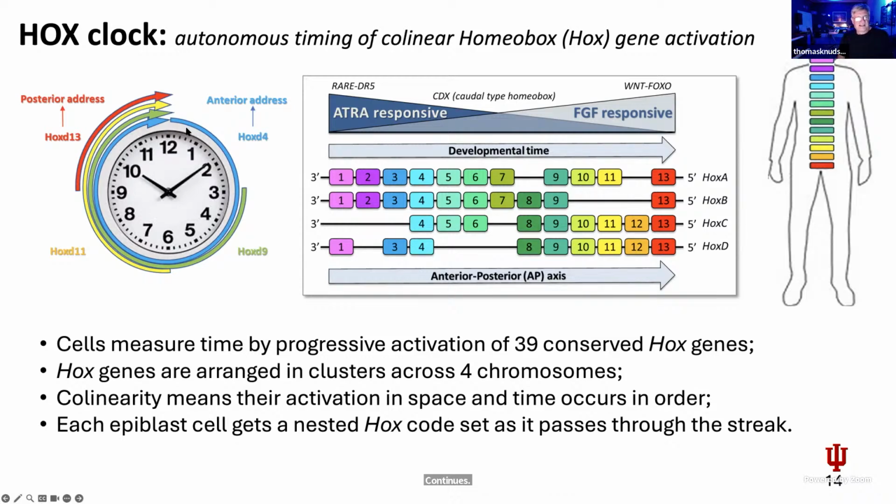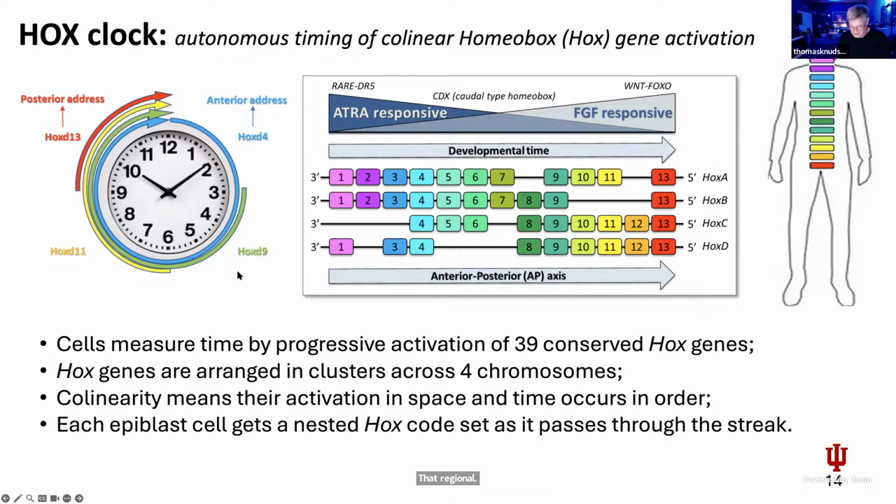Now, the cool thing about it is that the cells are measuring time by this progressive activation. But this pattern of homeobox expression, what's known as the homeobox code or the HOX code, is set as the cells pass through the primitive streak. So the clock is winding down through the epiblast, and as the cells migrate through the streak, they inherit whatever combination of homeobox genes happen to be active at that time in development. And then they carry that forward in their development and in their lineages. So as they give rise to different cell types, as the embryo develops, they tend to obey that regional specification.